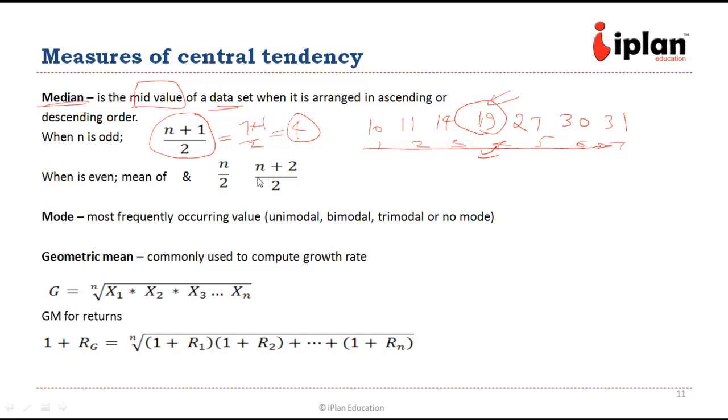In case we have an even number, for example 31 is not there, so it is just 10, 11, 14, 19, 27 and 30. There are just 6 terms. In that case we take the average of the middle 2 terms, that is 6 by 2, which is 3, and 6 plus 2 by 2, which is 4. So for the 3rd and 4th terms, 14 and 19, we will take the average of these two.